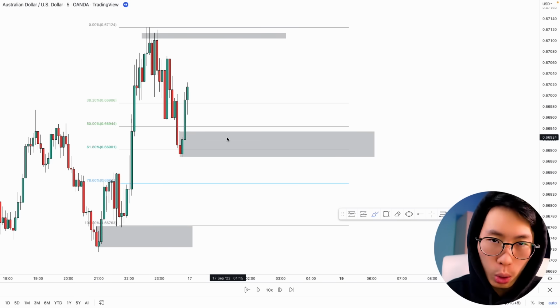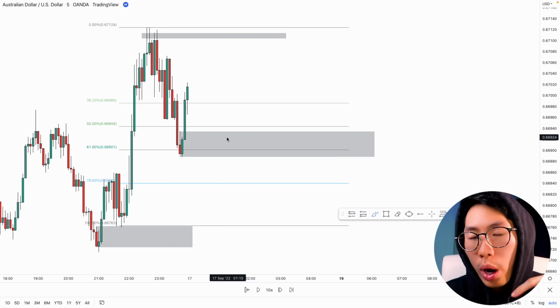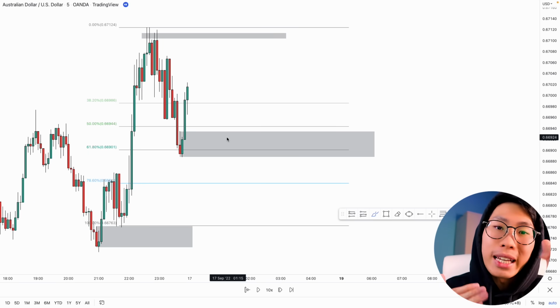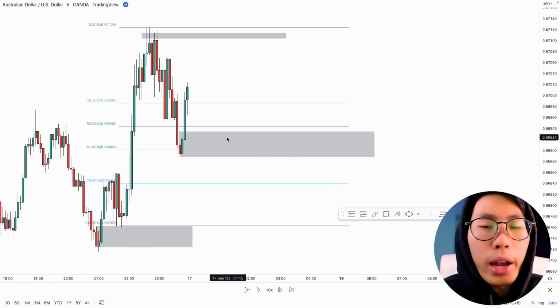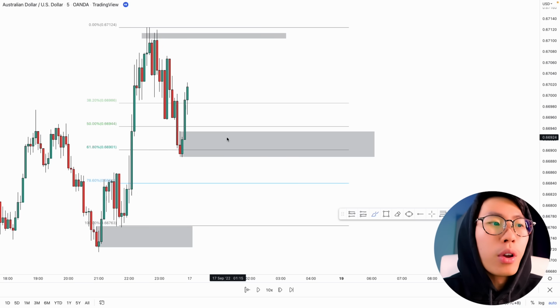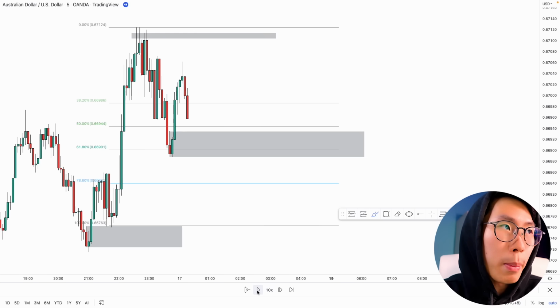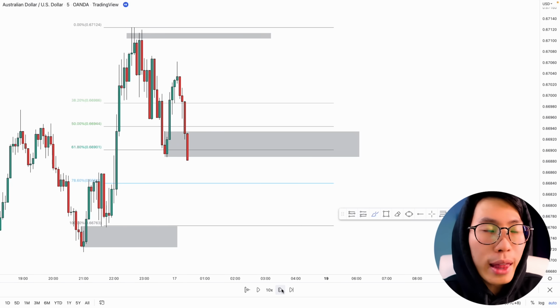So in this case, what I will do is that instead of risking my usual 1% per trade, I would risk even more. I will risk maybe 2% on this trade because right now I am more confident in myself. So right now I'm still waiting for price to come back down to this area before entering for the trade.